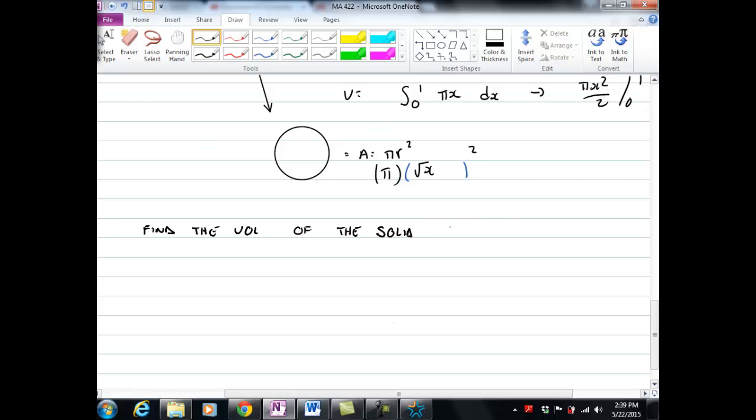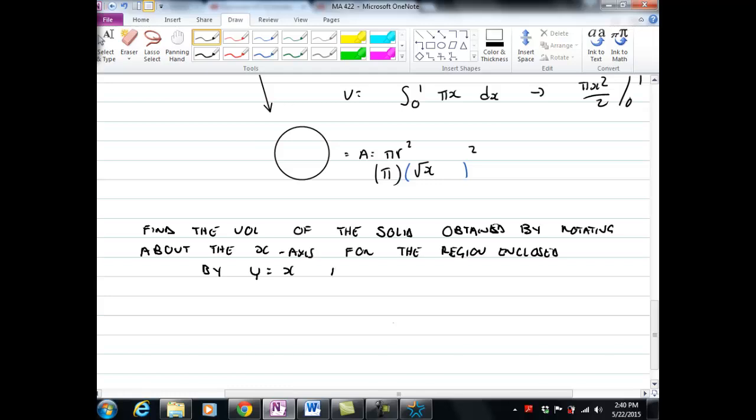Of the solid obtained by rotating about the x-axis for the region enclosed by y equals x and y equals x squared.